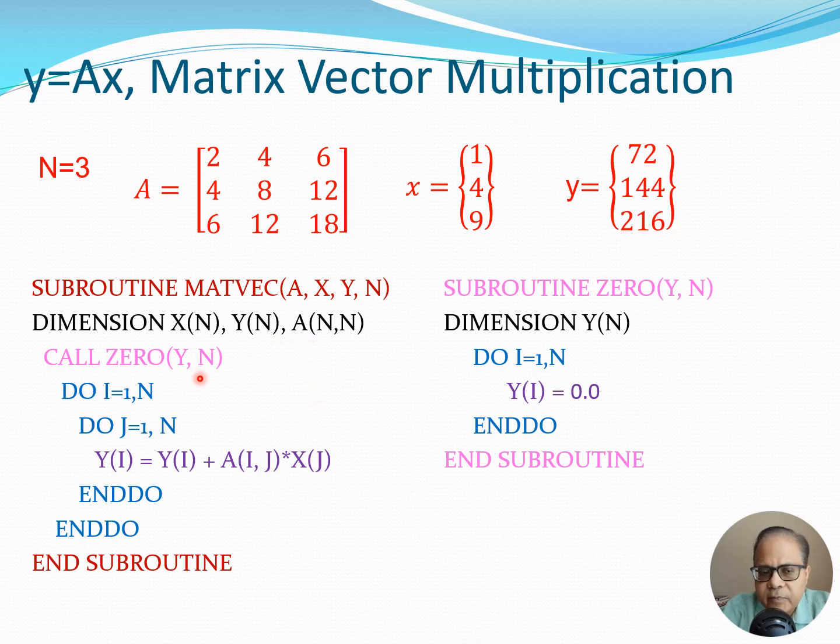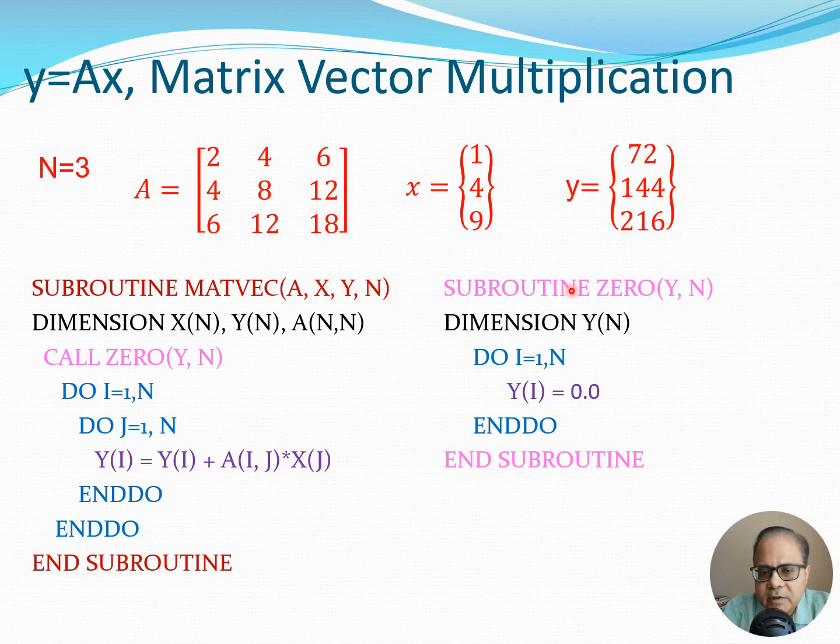Now of course here one thing I should do is, since I am not really interested in y as an input, y is going to be an output, I just set all the parts of y to 0. And so instead of doing that here, I create a subroutine. I call it subroutine zero, and subroutine zero takes y and n, and essentially it sets all the values of y(i) equal to 0.